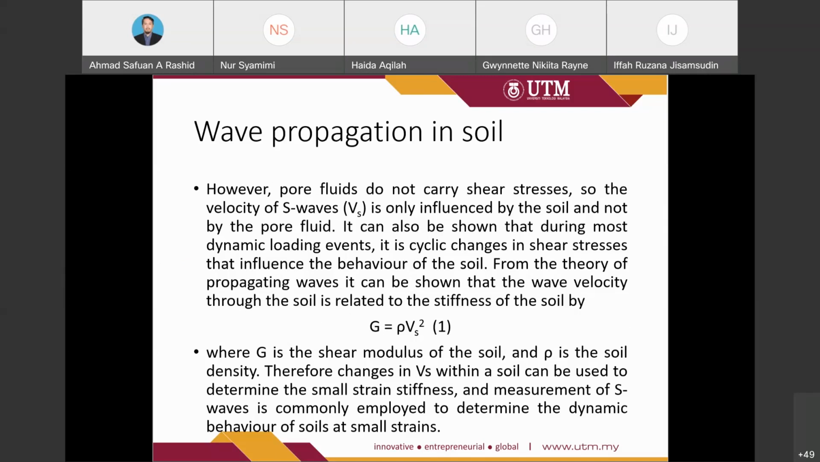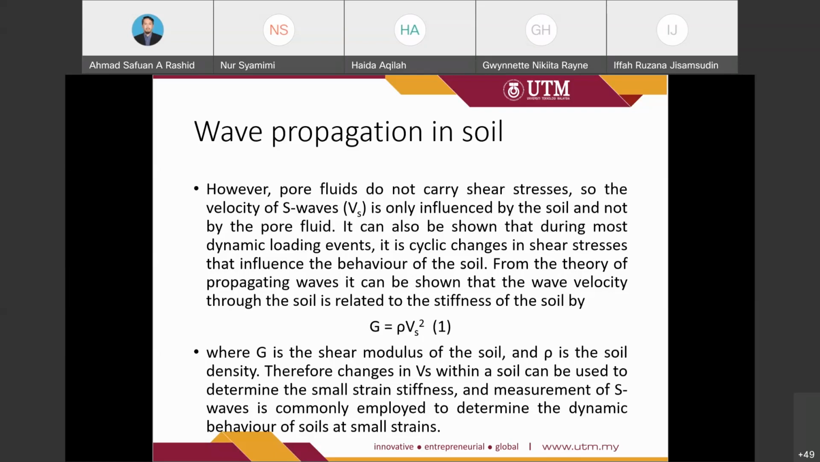It can also be shown that during most dynamic loading events, it is the cyclic change in shear stresses that influences the behavior of the soil. So that will be another advantage of using this S wave, because in the dynamic event, the cyclic loading influences the shear stress.